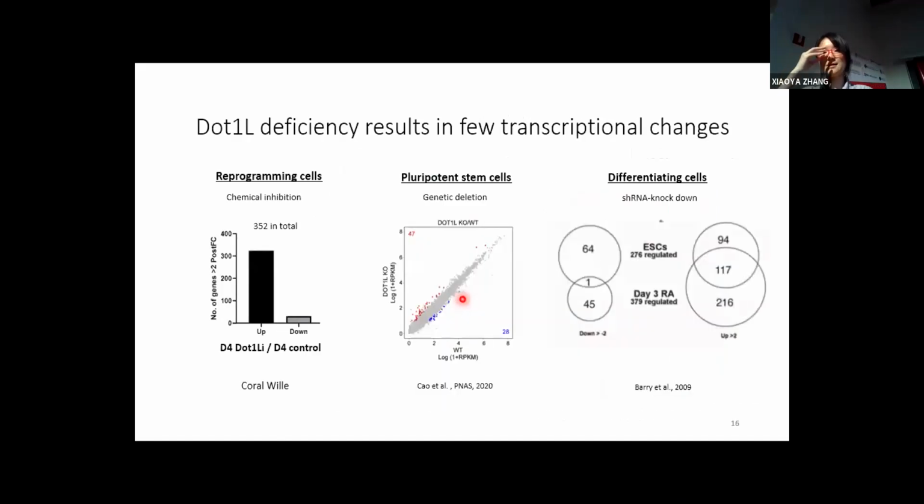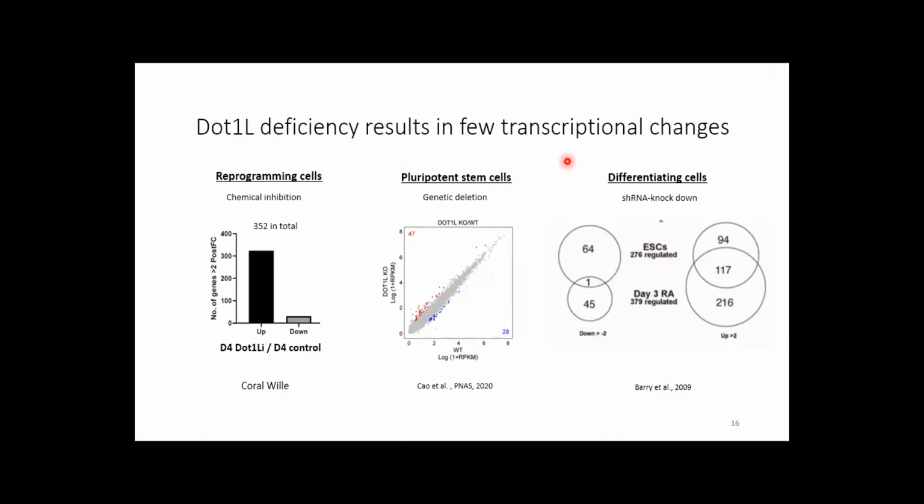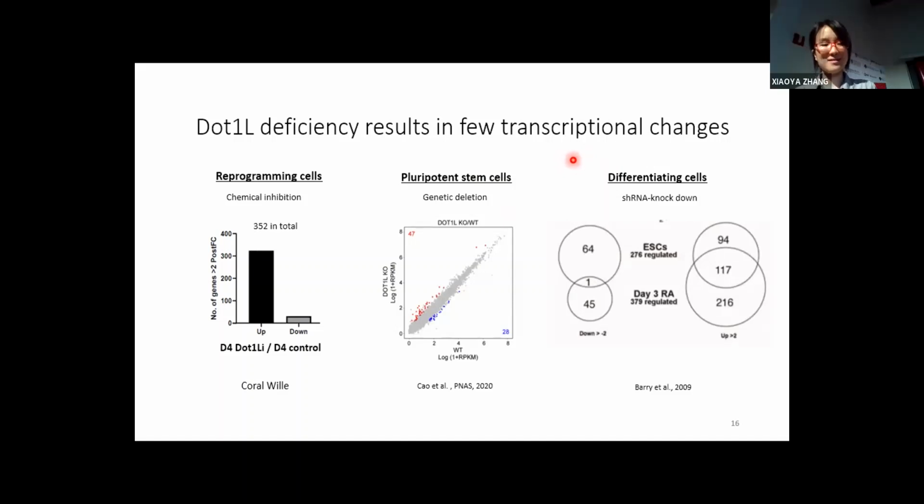So the first thing we will ask is, does it affect the transcriptome? Does it have changes in gene expression? In three different models, people have found that DOT1L deficiency causes very little change in the steady state transcriptome measured by RNA-seq.